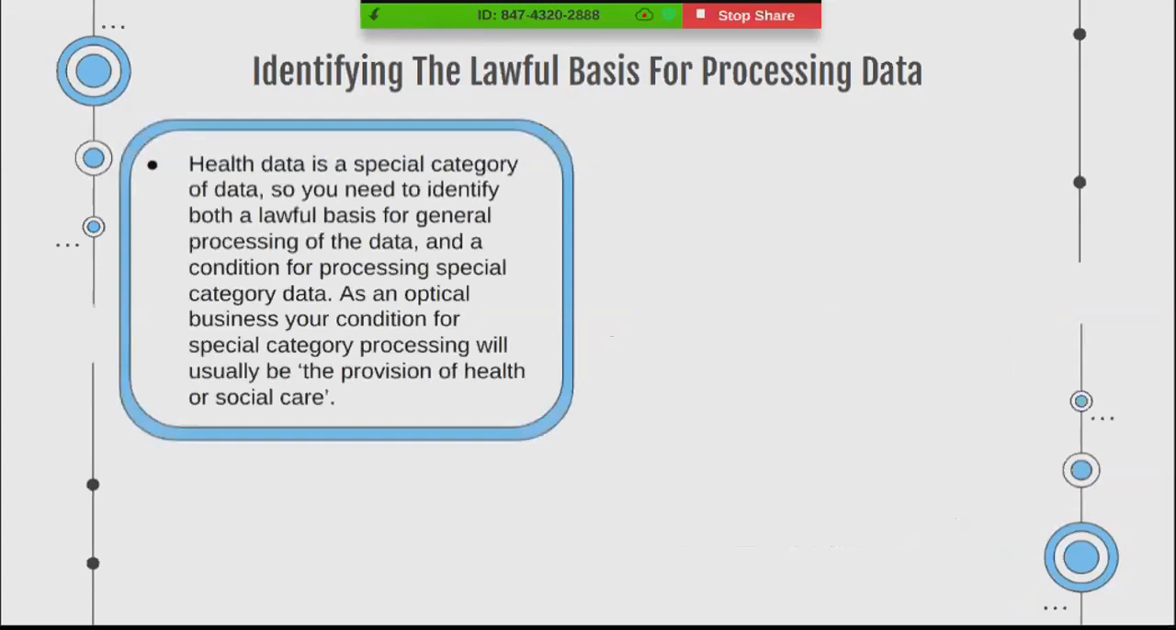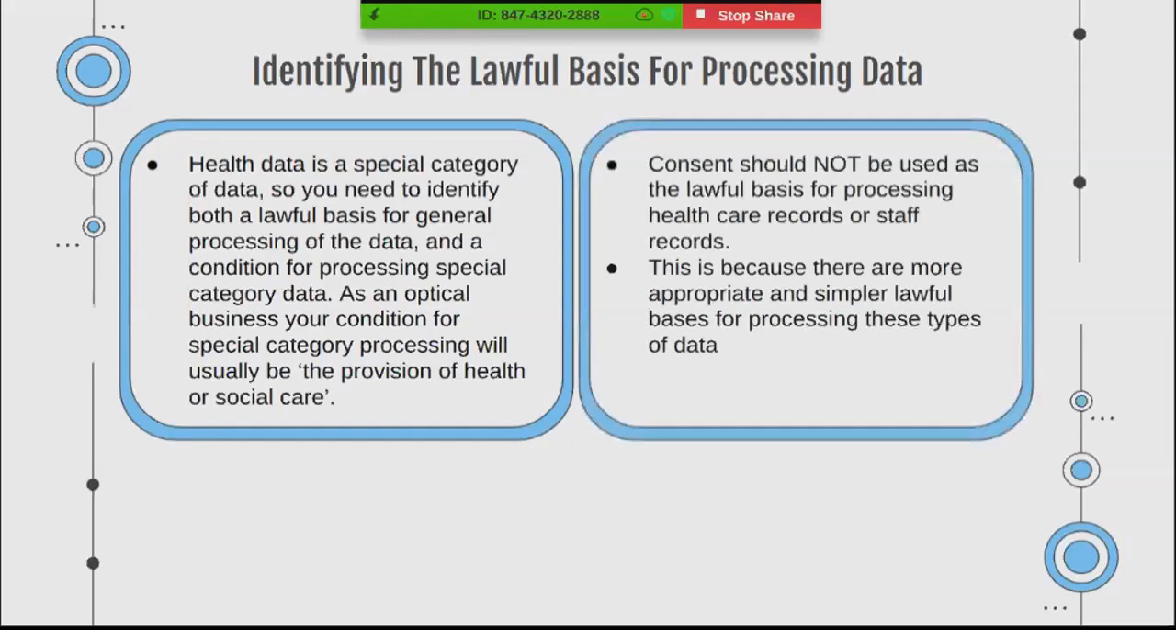Now, as we mentioned earlier, health data is a special category of data. So we need to identify both a lawful basis for general processing of the data and a condition for processing special category data. So again, there's a lawful basis for processing general data, but special category data also needs a separate condition to process as well. So as an optical business, our condition for special category processing will usually be the provision of health and social care. So we've got a legitimate interest in providing that information and processing data because we are providing that person with healthcare.